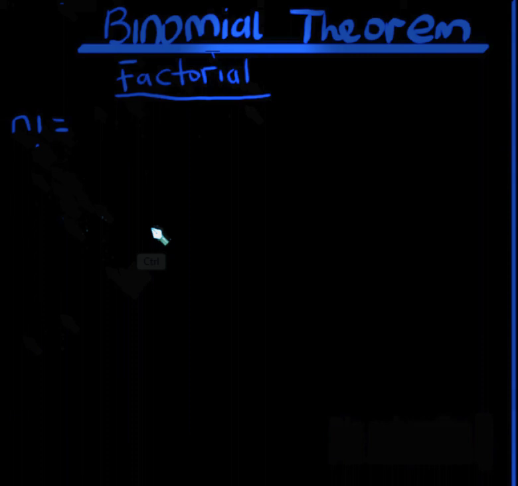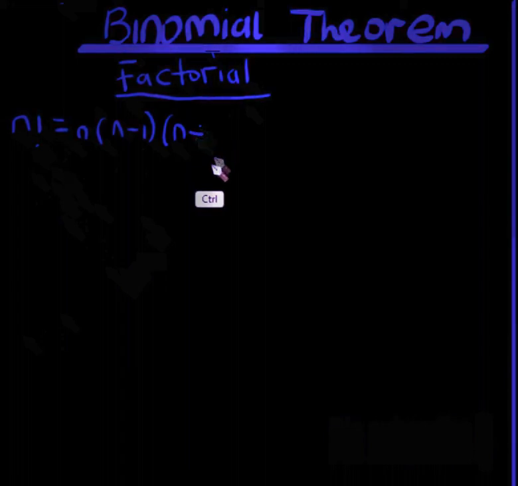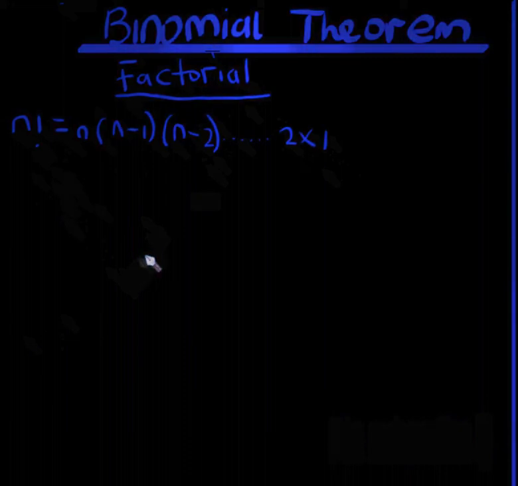Now, the general formula for the factorial is given as n multiplied by n minus 1 multiplied by n minus 2 down till you get to 2 times 1. That will be the general formula for the factorial. Let's take some classic examples and let's see how it goes.